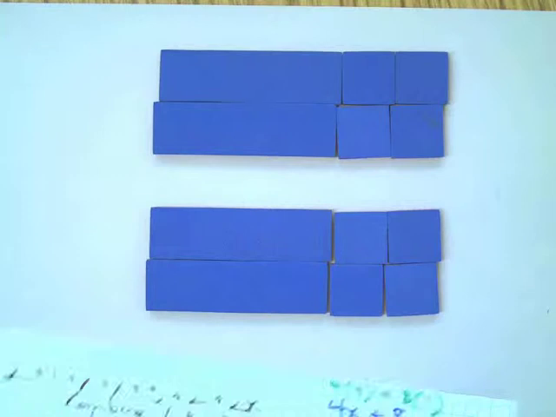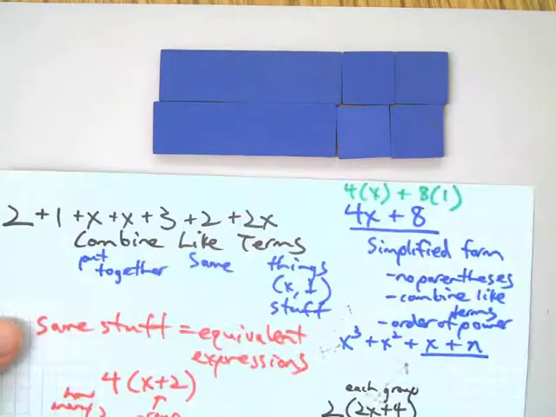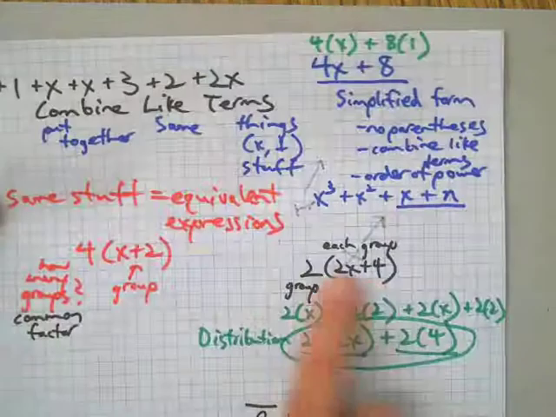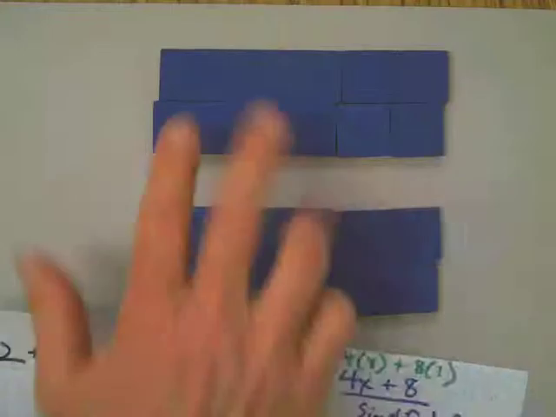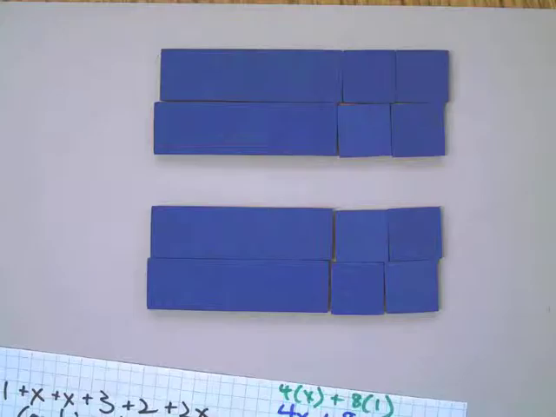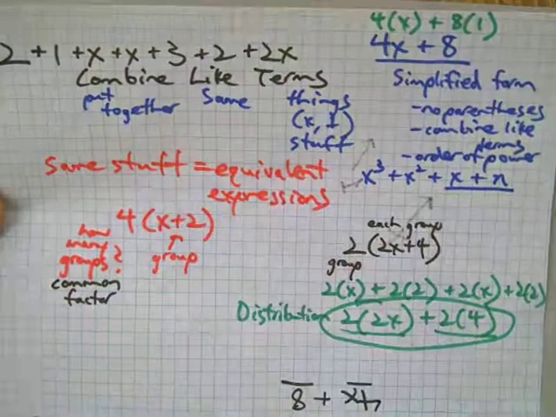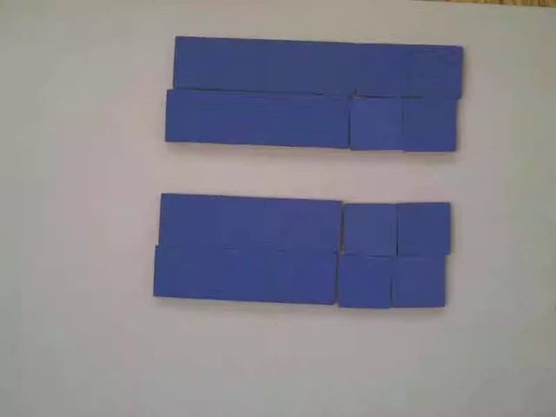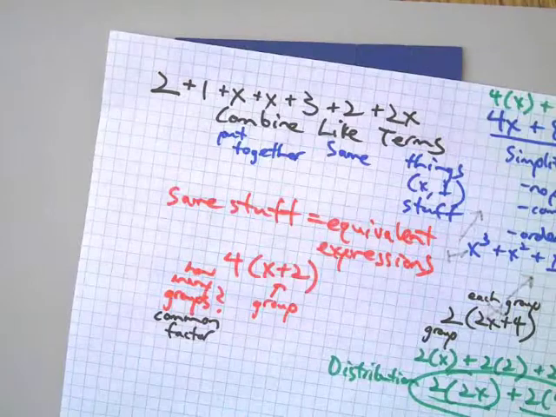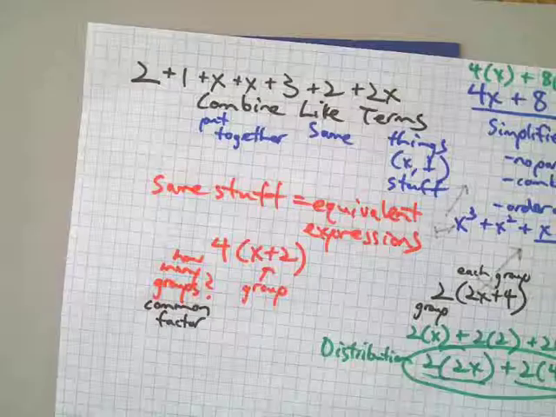Then we could also create 2 equal groups. Each group had 2x plus 4 in it. There's 2x plus 4. There were 2 equal groups. There's another equivalent expression. Okay? And we can show the distribution. We can continue to show this in many different ways.